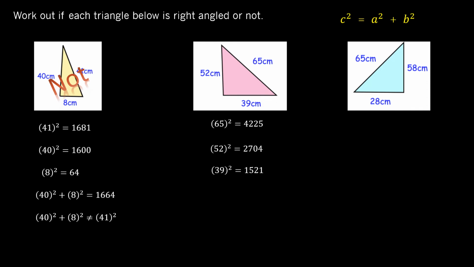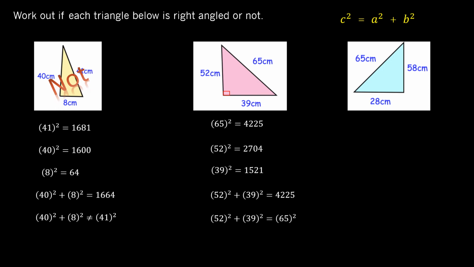Now, if we add the base side power 2 plus the altitude side power 2, the answer is 4,225, which is the same as the hypotenuse power 2, 65 power 2, 4,225. That means 52 power 2 plus 39 power 2 equals 65 power 2. The altitude side power 2 plus the base side power 2 equals the hypotenuse side power 2, which means this is a right angle triangle.